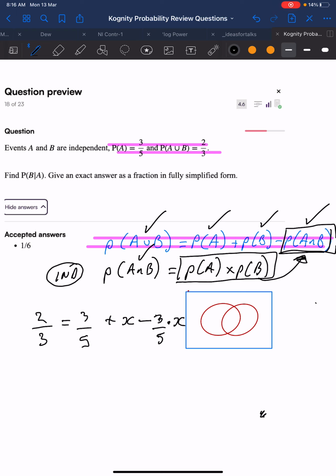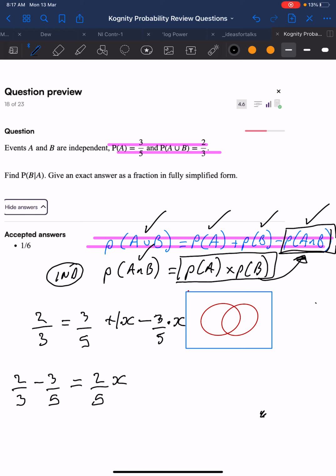So again, if you wanted to, you could go straight to the TI Inspire and do an N solve, and that would find you X. To save me flicking between TI Inspire, I think I'm going to solve this with a simple equation. I've got 2/3 here, minus 3/5, and that will equal 1x minus 3/5 x, so that's 2/5 x. Come on, I'll race you. You get your TI Inspire going, I'll race you.